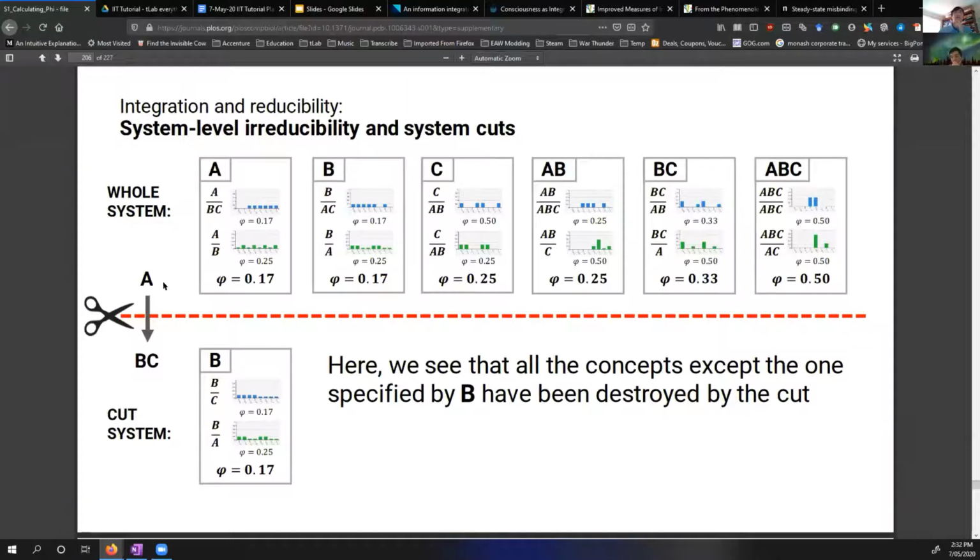And without doing all the complicated maths, if you were to build this using the new TPM after making this disconnection from A to BC, you'd get a cause-effect structure where only B has non-zero integrated information. So A, C, and everything else have zero integrated information, so they don't exist to the system after making this cut. So we want to quantify the difference between this system on the top and this system on the bottom.